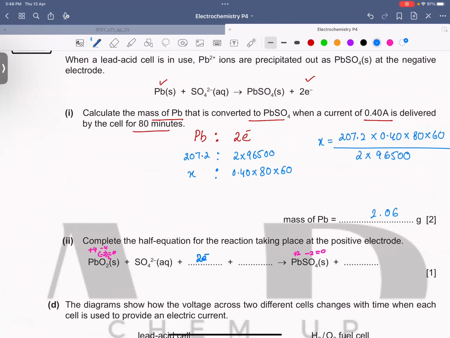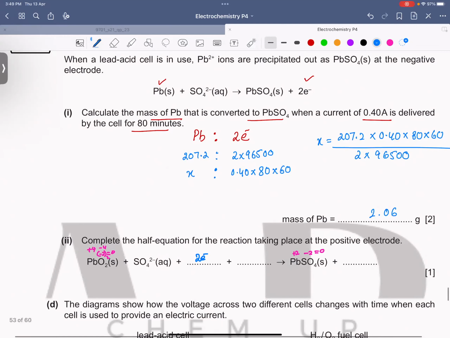The other half equation is this, okay, which is occurring at the negative electrode. And that part we already have done to find the quantity of the substance. Okay.